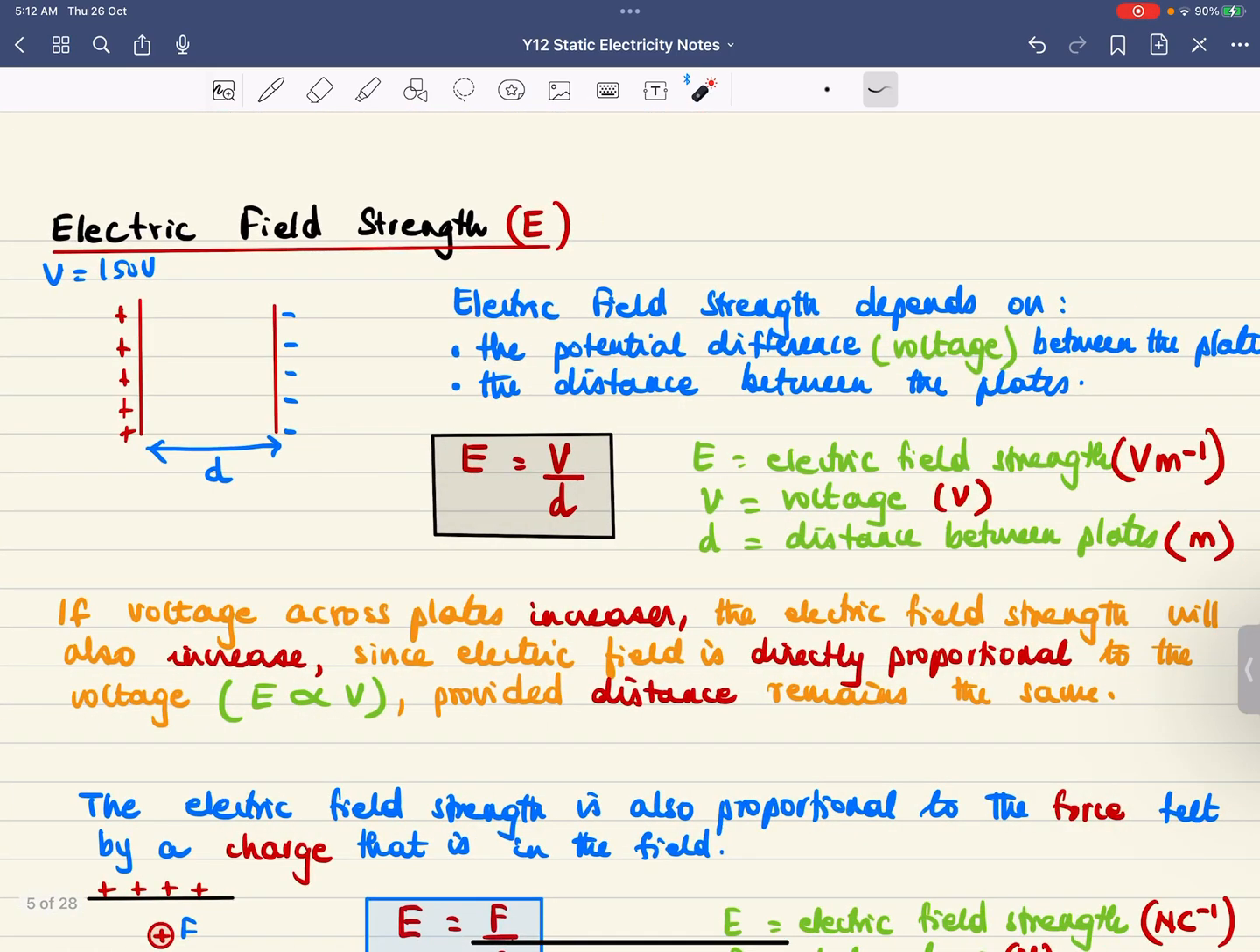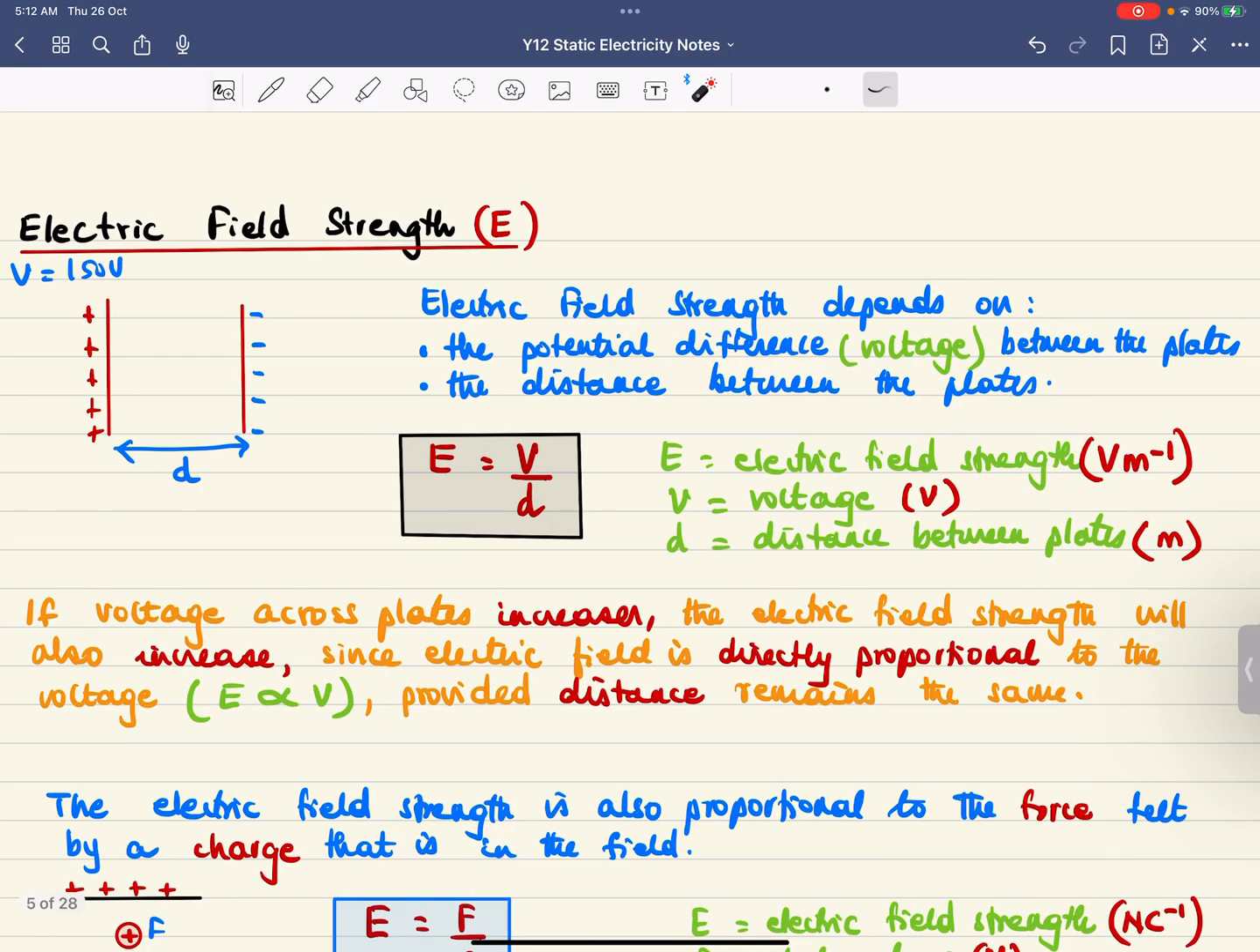Now, electric field strength depends on the potential difference, or the voltage, between the plates and the distance between them, and the formula is E = V/d, and the electric field strength actually has 2 units. So based on this formula, it's volts per meter.